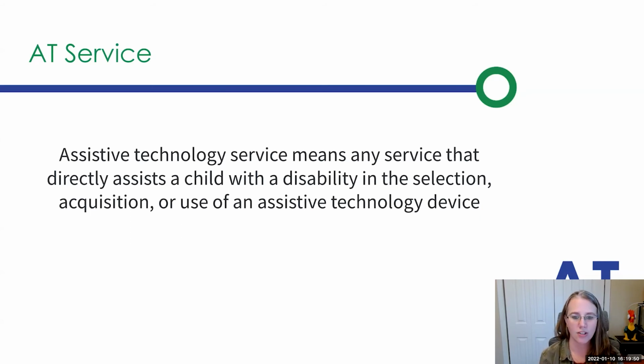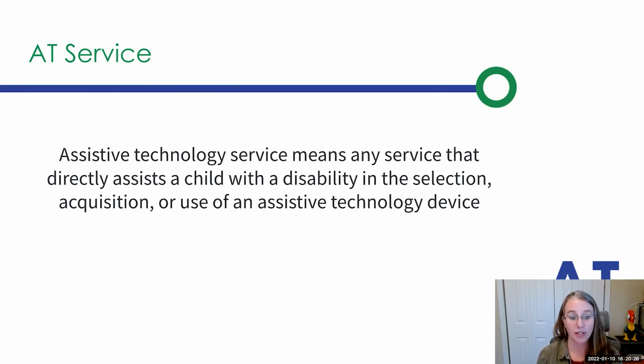Now, this is actually the same type of service that you'd be looking at maybe as an OT service, an SLP service, a PT service. Assistive technology service is a person. So it's not the actual item, it is a person that is going to provide services that directly assist the child with a disability in either selecting, acquiring, or using an assistive technology device. So this means if you have a student that has started with a new type of assistive technology and they need instruction in that, that would be an assistive technology service.